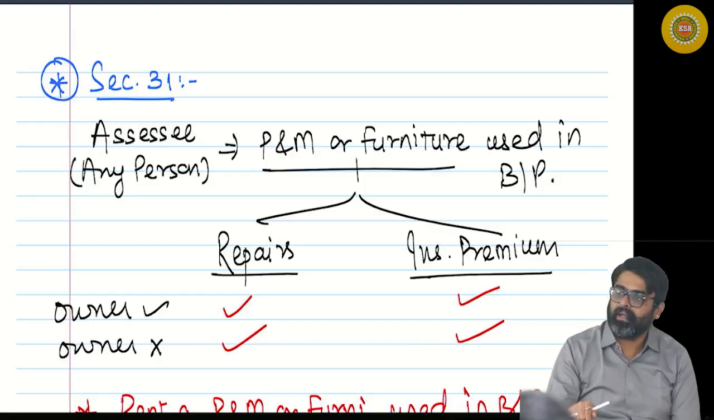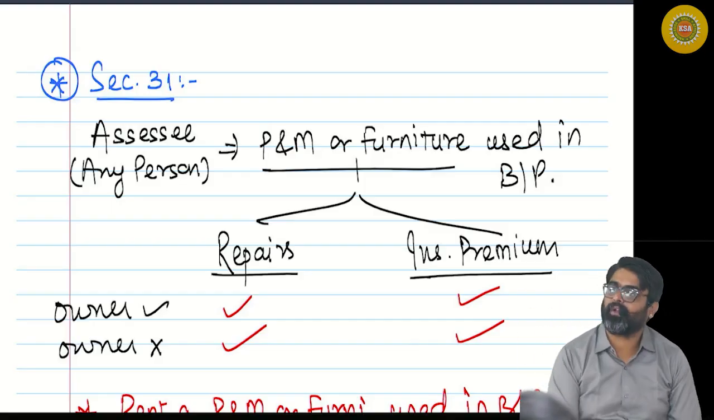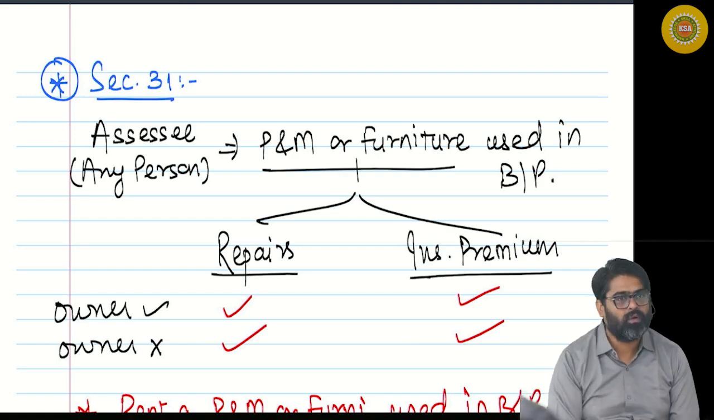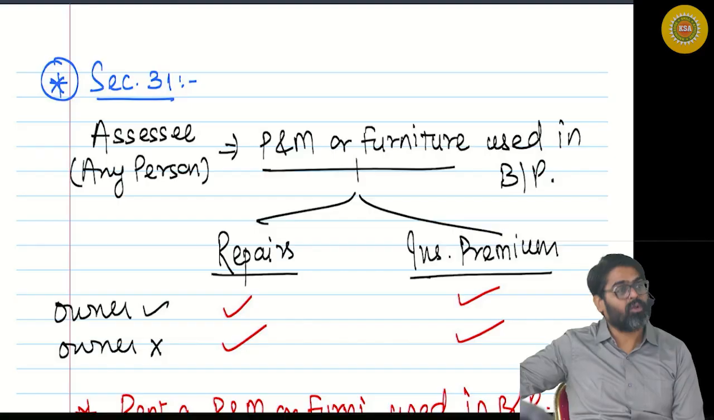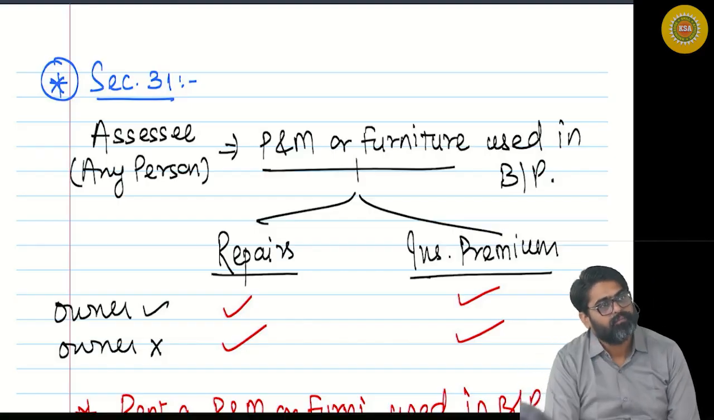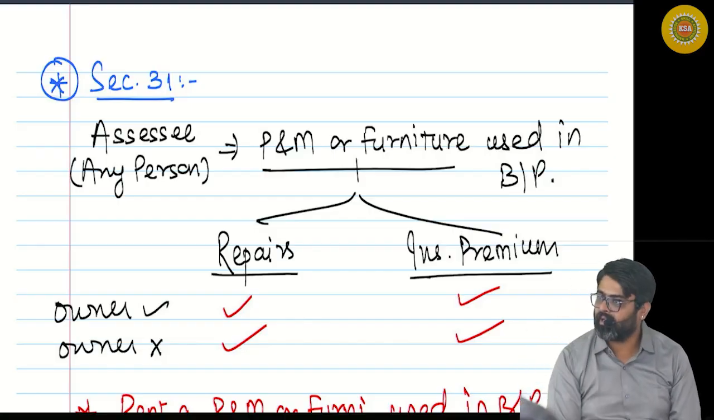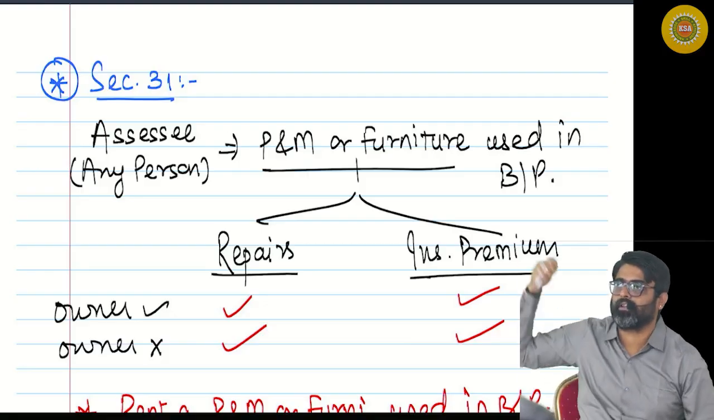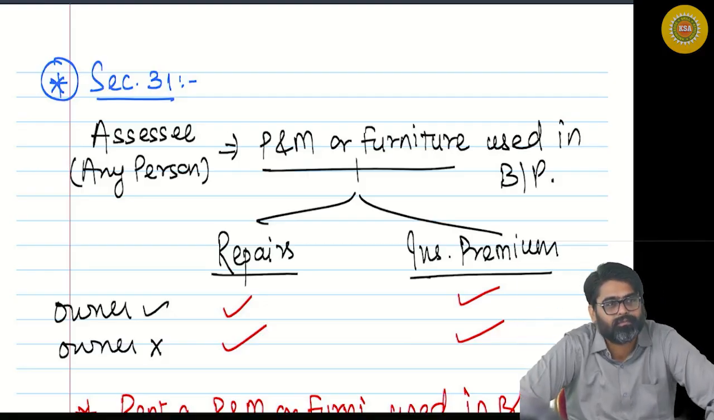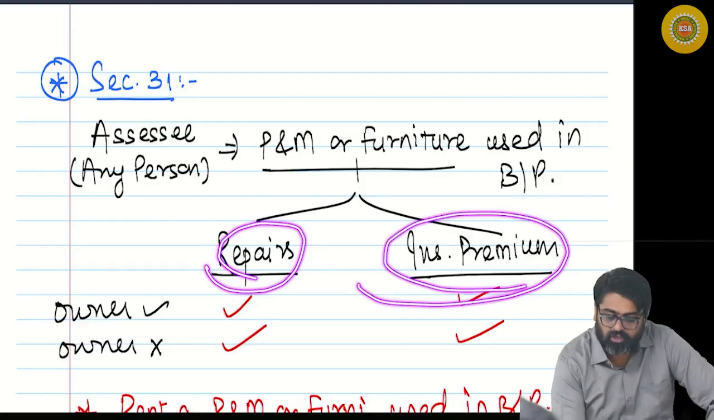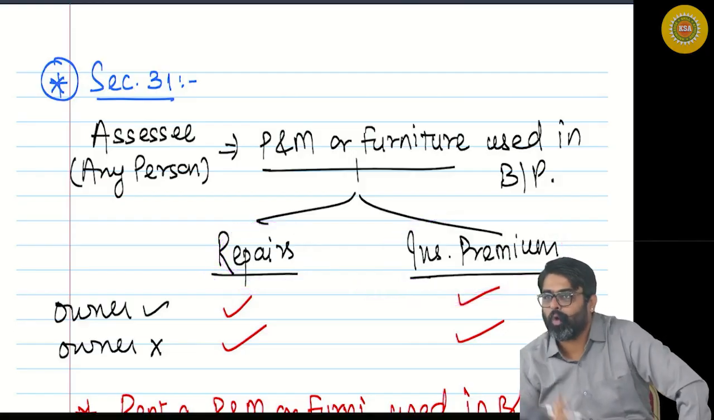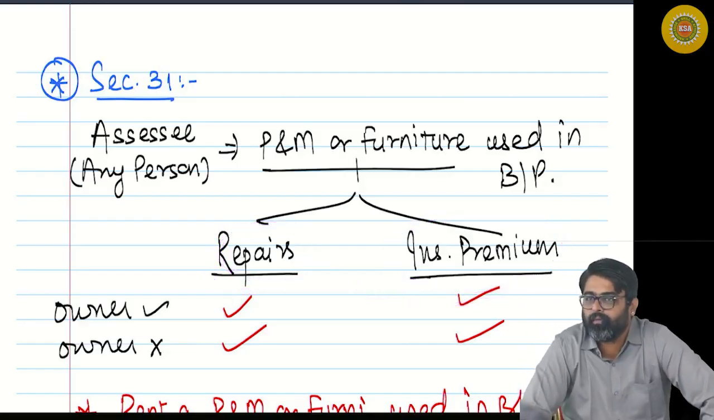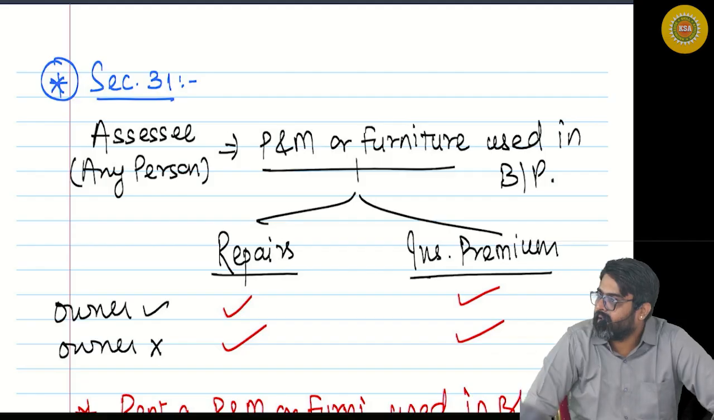Will I pay any rent for plant and machinery or furniture if it is owned by me? No. But if it is not owned by me, will I pay any rent? Will that rent be allowed as a deduction under section 31? Where is it written under section 31? Did I write repairs, insurance premium, etc. or only 2 expenses? So will I get the deduction for that rent?